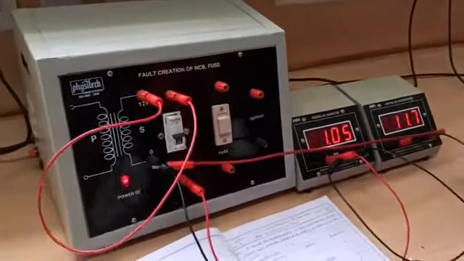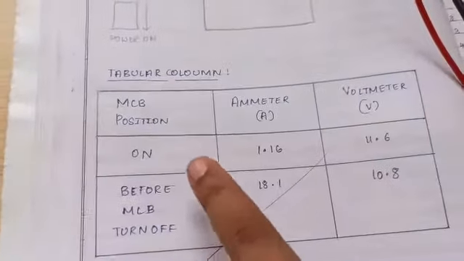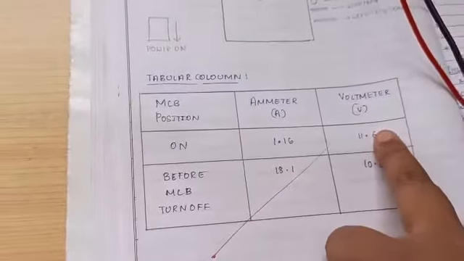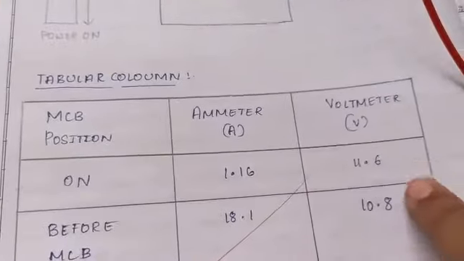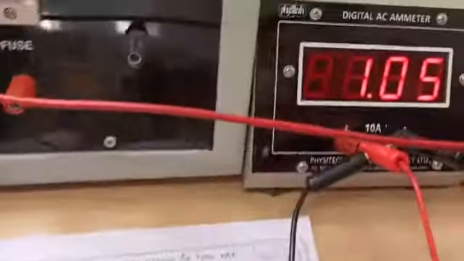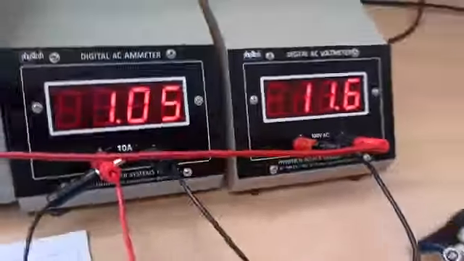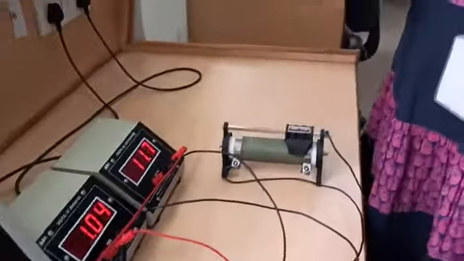That is nothing but this one. You can observe here in the tabular column, MCB position, first case it is on, and initially we have noted down these two values, ammeter and voltmeter reading. So now we are going to create a fault. How are we going to create a fault?